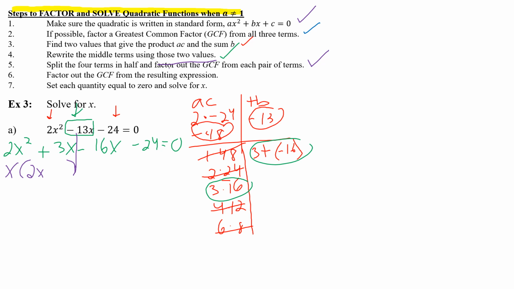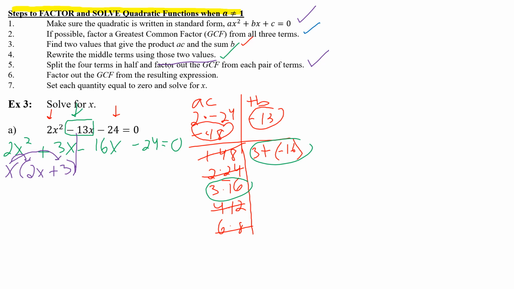So if we were to distribute again, x times 2x would give me 2x squared. We have positive 3x. If we factor out an x, we're just going to be left with a positive 3. So again, if we were to go back and multiply, we'd end up back with what we had before.